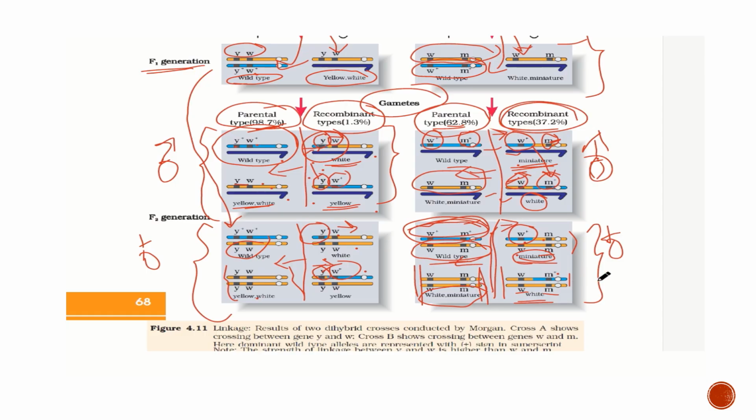So these are the results of 2 dihybrid crosses conducted by Morgan. Cross A shows the crossing between genes Y and W, we have taken here, and cross B showing genes W and M. Okay, so here the dominant wild type alleles are considered with the plus sign, as we have told you earlier. So this is all about this diagram, which is very difficult to understand, but once you understand this diagram of linkage, go and check it once in your NCERT book.